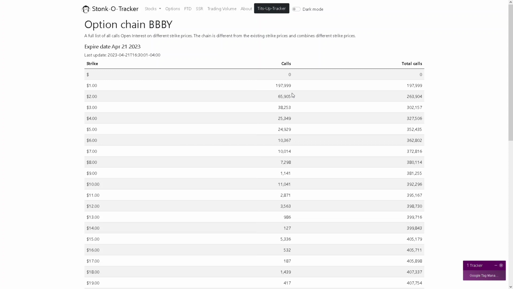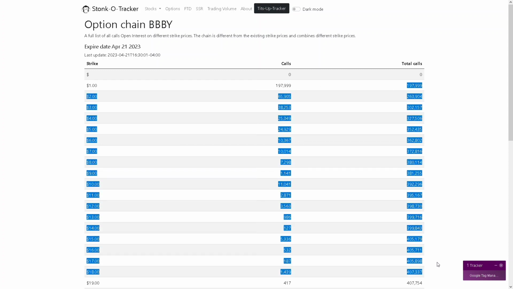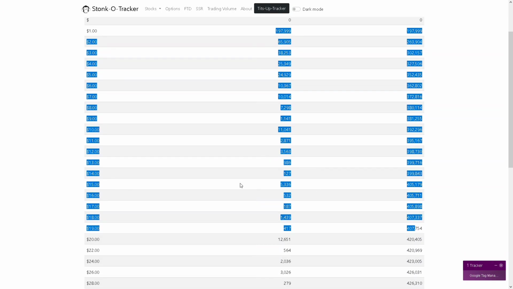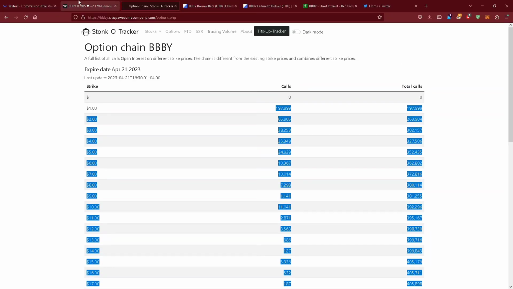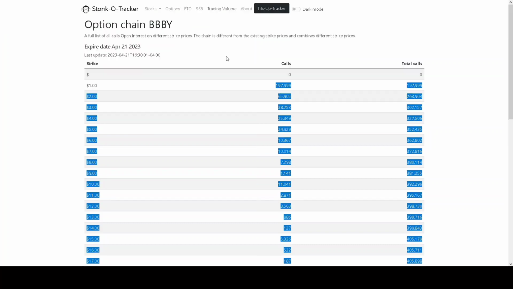The gamma ramp would be absolutely insane. Look how many calls would be expiring in the money. Now, this is last week's data, but it will be updated on Monday. But look how many calls expire in the money over $1. The gamma ramp would be absolutely insane if BBBY can get above a dollar again.